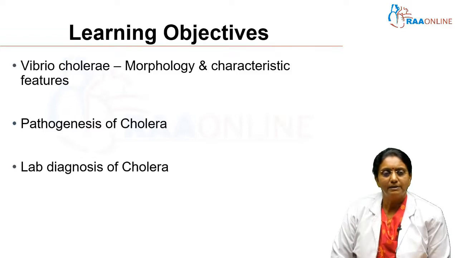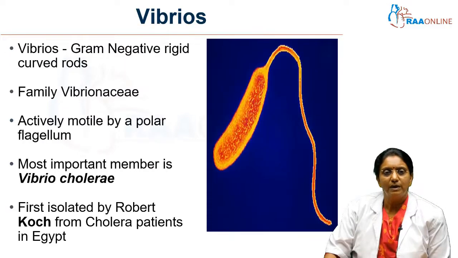Another thing is the pathogenesis of cholera, that is how we get the disease, what are the clinical manifestations of the disease, and how do you diagnose a case of cholera in the laboratory in addition to the clinical diagnosis. Vibrios are gram-negative curved rods.